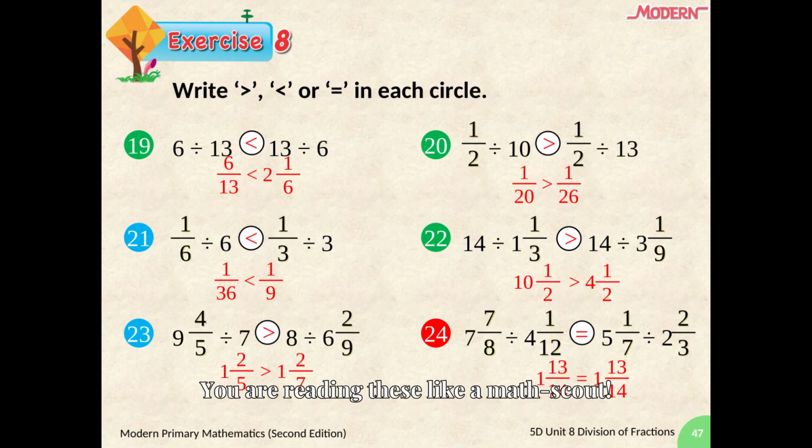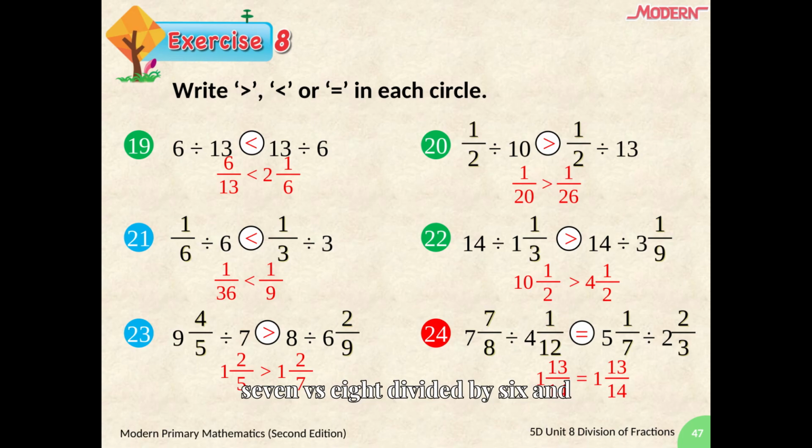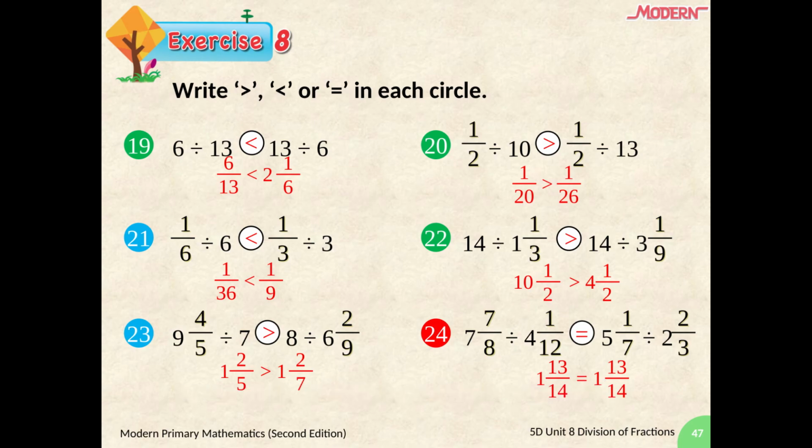You are reading these like a math scout. You see the logic and you strike. 3 more to go. Sprint. Final battle. Problem 22, 14 divided by 1 1/3 versus 14 divided by 3 1/9. The smaller divisor wins. Result, greater than. Problem 23, 9 4/5 divided by 7 versus 8 divided by 6 2/9. One is bigger than 1, one is smaller. Result, greater than. And the finale, problem 24, 7 7/8 divided by 4 1/12. Result, equal. They were twins all along.